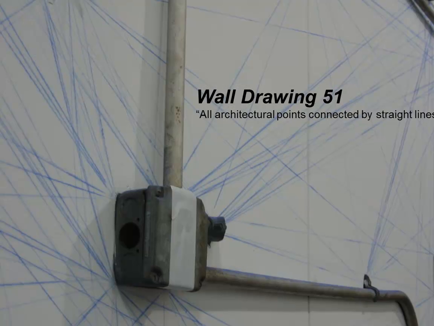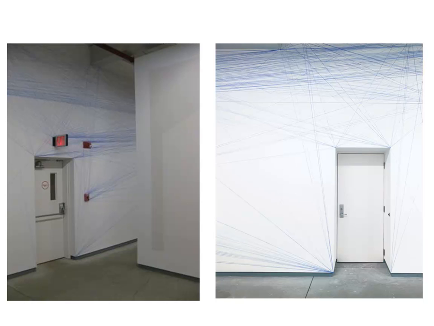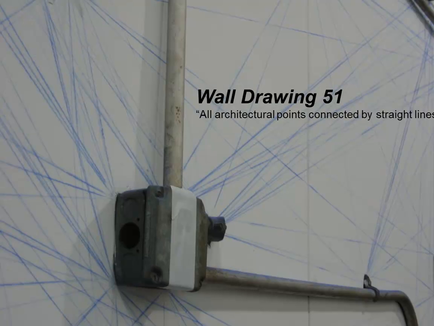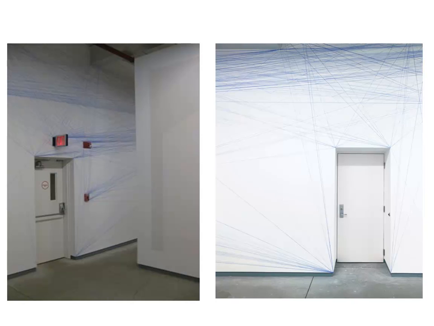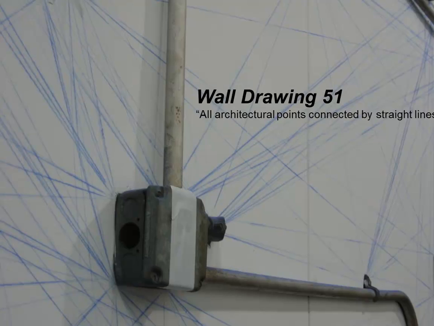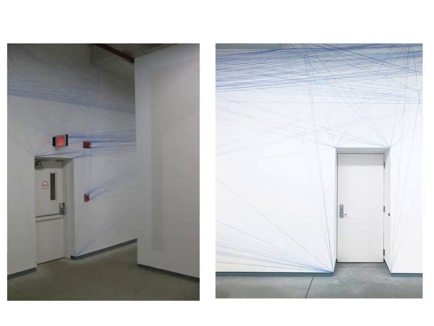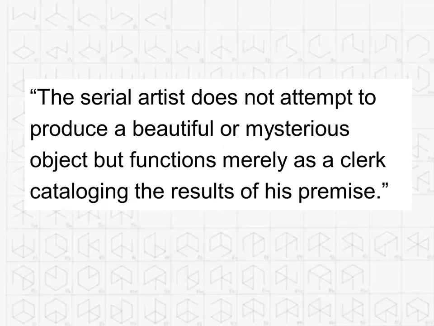Okay. Wall drawing. This is a piece where you connect lines from all of the vertices in a room together with blue construction chalk. And this will be different in whatever space it is executed in. It makes you more aware of the architectural space. And again, it's a process, right? You look at a room, you wouldn't be sure exactly what it's going to be until you actually construct it. And I would say that about all of these, which is cool. So this idea is like, the serial artist does not attempt to produce a beautiful object, but really just records the results.